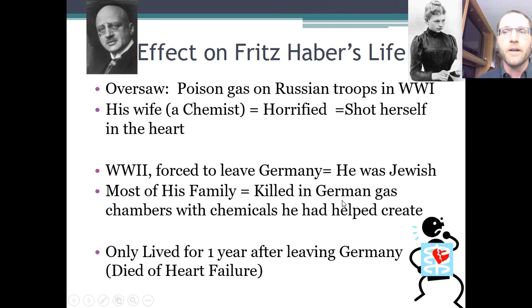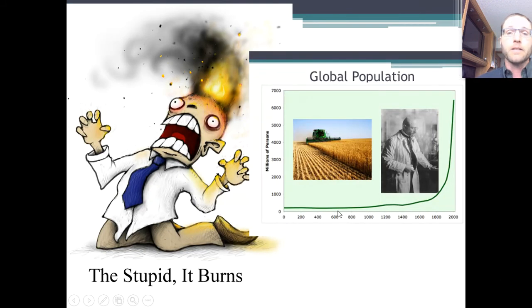One thing's for sure, the stupid burns. Humans took this thing that could have created a lot of harmony in life, which it did, make a lot of food, and turned it into too many people and too many weapons. But the stupid, it burns.